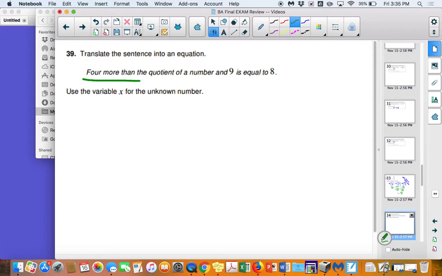So we got 4 more than. Well, hopefully y'all are good with more than means add. So 4 more than. Quotient is another name for divide. So that's not a division sign. I'm not used to using these tools. Okay, so we're going to divide a number, and they're telling us to use x for our number. So we want to divide a number and 9. And anytime it says division or subtraction, go with the order that they give you. And then it says is equal to 8.